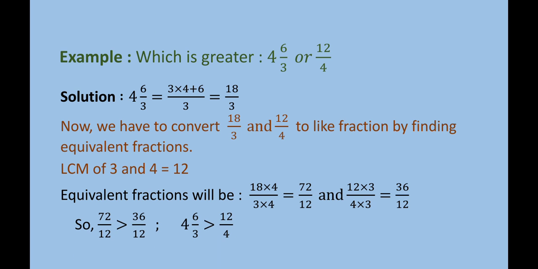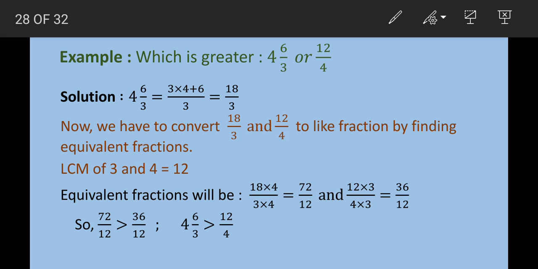Now we can compare 72 by 12 with 36 by 12. So the fraction having the greater numerator is greater. So 72 by 12 is greater than 36 by 12. So you can say that 4 and 6 by 3 is greater than 12 by 4.